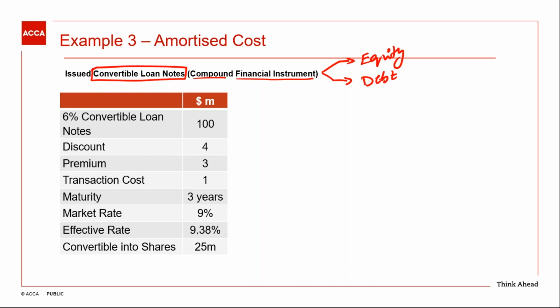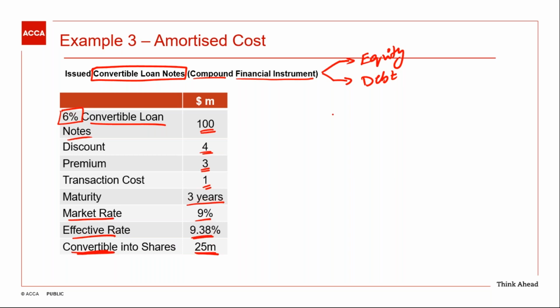And let's start discussing. So we have a convertible loan note with a par value of $100 million and a coupon rate of 6%. We have got a discount of 4. We will get a premium of 3. There's a transaction cost of 1. Maturity is 3 years. Market rate is 9% and the effective rate is 9.38%. And these can be convertible into 25 million shares after 3 years.